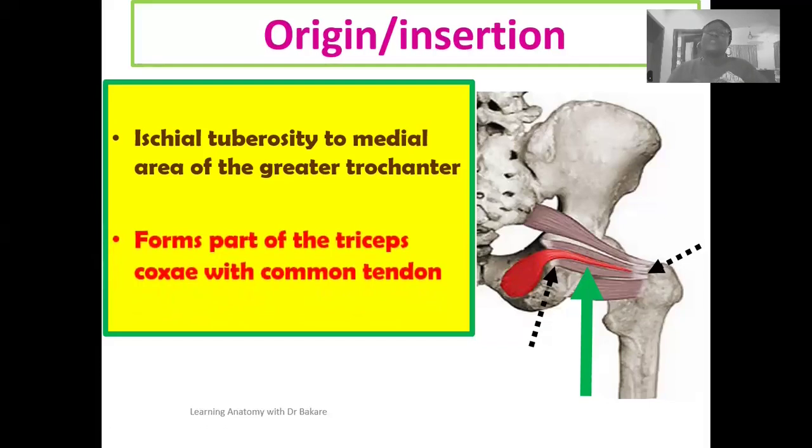It is also important for us to note that the inferior gemellus muscle forms the triceps coxae. This triceps coxae is a collection of muscles, specifically a collection of three muscles coming together.